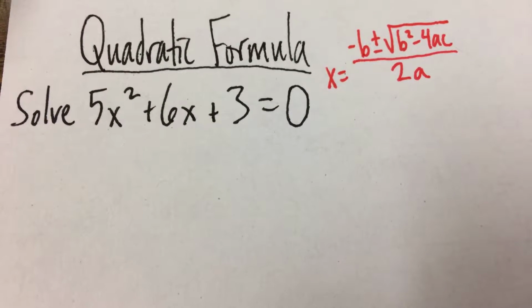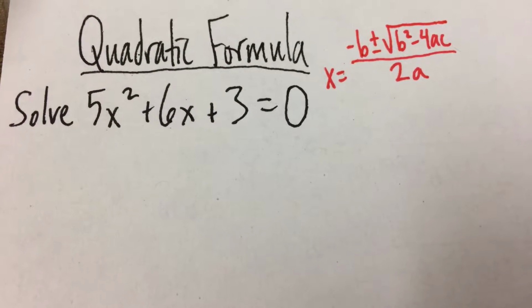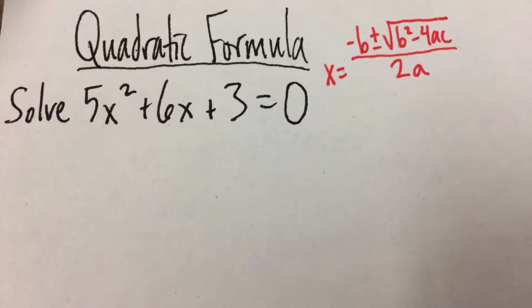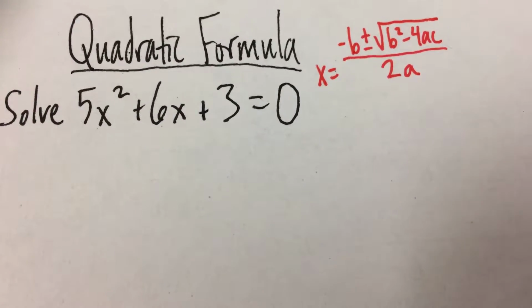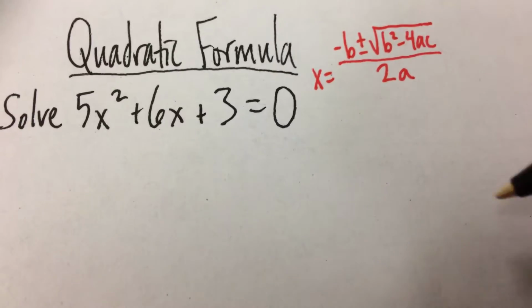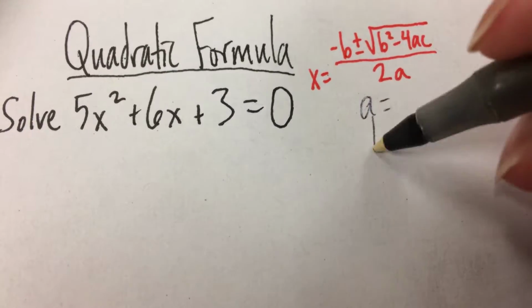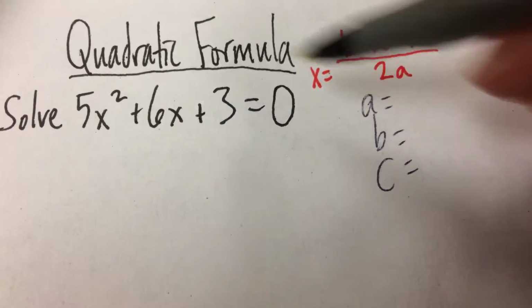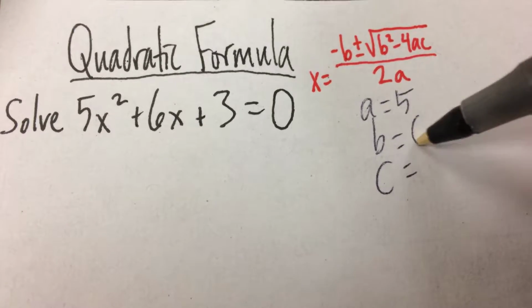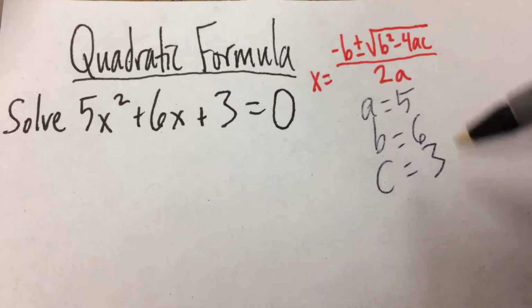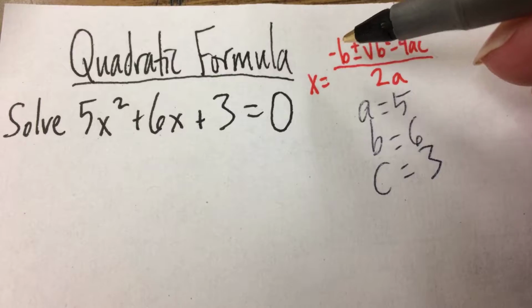Alright, this is another quadratic formula problem, but this one's going to be a little bit harder. We're going to have to simplify some things. So this one started out in standard form, so we can go straight to identifying A, B, and C. So A is 5, B is 6, and C is 3. So we're going to put those numbers into these spots.